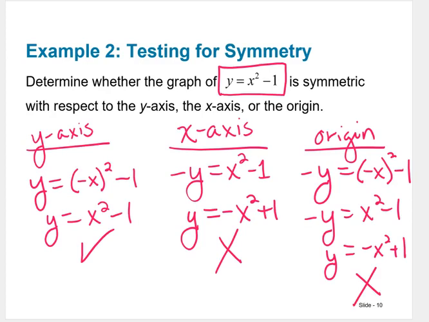So this graph in particular only had y-axis symmetry and nothing else. It could have all three. That is possible. So make sure that you check every single type, because it could have all three types of symmetry.